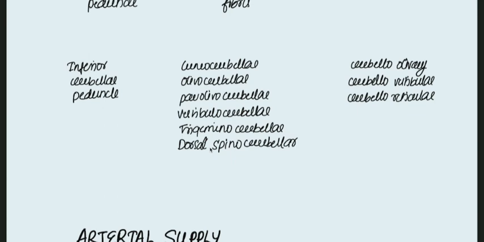Coming to the efferent fibers, the cerebello-olivary tract will end in the inferior olivary nucleus. The cerebello-vestibular tract will end in the vestibular nuclei, and the cerebello-reticular tract is ending at the reticular nuclei present at the level of the medulla.